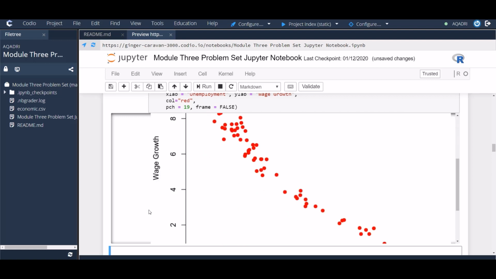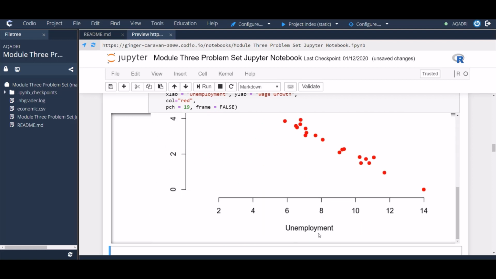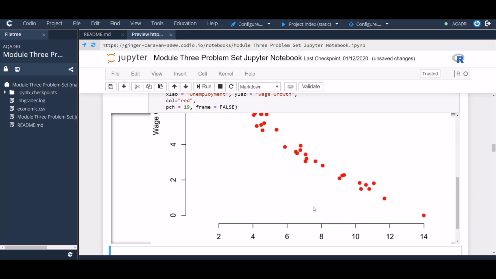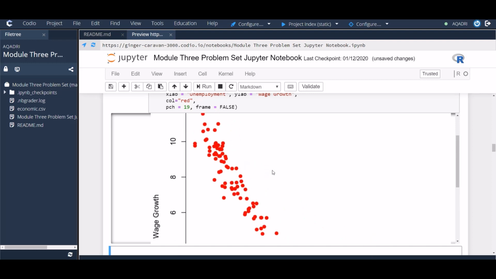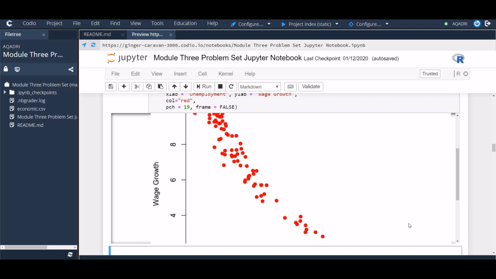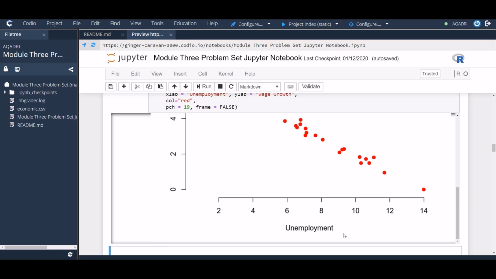So as you can see, again, wage growth is on the y-axis, unemployment rate is on the x-axis. And as you can see, when unemployment rate increases, wage growth decreases. But notice that the decrease is not necessarily a linear decrease, right? There's a little bit of a curvature to this as well. And this again is an indication that maybe a second order term for unemployment rate as a predictor may be necessary in the model. So let's see if that's what we get.